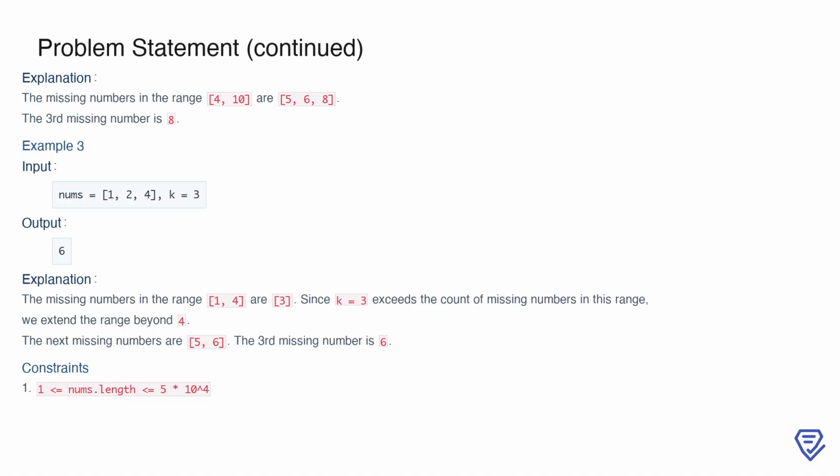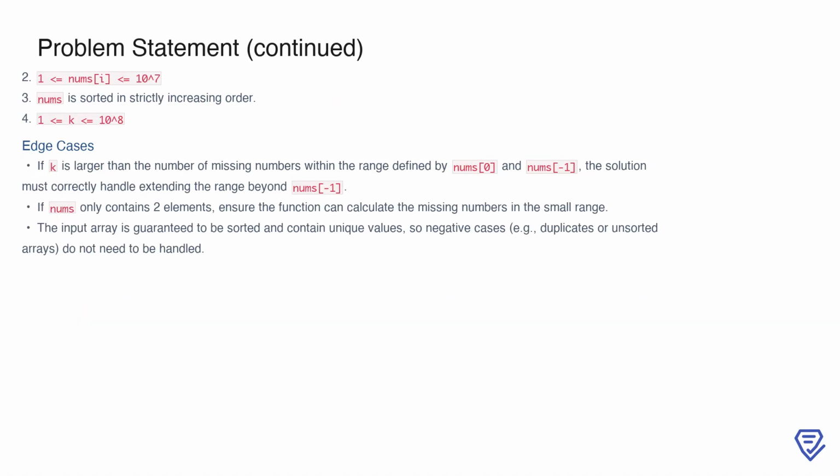This demonstrates how the solution must handle cases where k exceeds the count of missing numbers in the range of the given array. Now, let's consider the problem's constraints and edge cases. The length of the array, nums, can range from 1 to 50,000, and each element in the array is guaranteed to be a unique integer between 1 and 10^7. The integer k, representing the position of the missing number, can be as large as 10^8. It's also important to note that the array is sorted in strictly increasing order, which simplifies the process of identifying missing numbers.